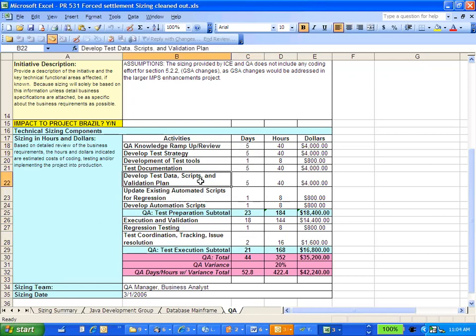So QA knowledge ramp up review 5 days, develop test strategy 5 days, test documentation 5 days, develop test data and scripts 5 days, run the actual scripts 18 days, regression testing cumulative 1 day. Doesn't mean it's just 1 day. All these things are cumulative. That doesn't mean somebody is just sitting down for 5 days understanding the project. Test coordination, test tracking, issue resolution 2 days. Overall, 352 hours, 20% variance, 422 hours.